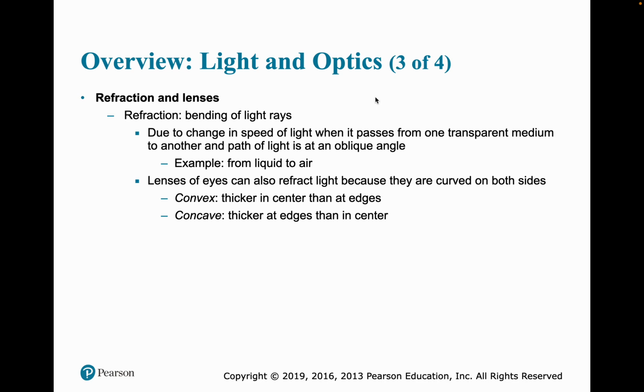Refraction and lenses are important because refraction is the bending of light, and that's due to a change in the speed of light when it passes from one transparent medium to another. The path of light is at an oblique angle, so from air to liquid we get refraction. And the lenses of our eye can refract light because they're curved on both sides. Something that is convex is thicker in the center than at the edges, whereas concave is thicker at the edges than in the center.